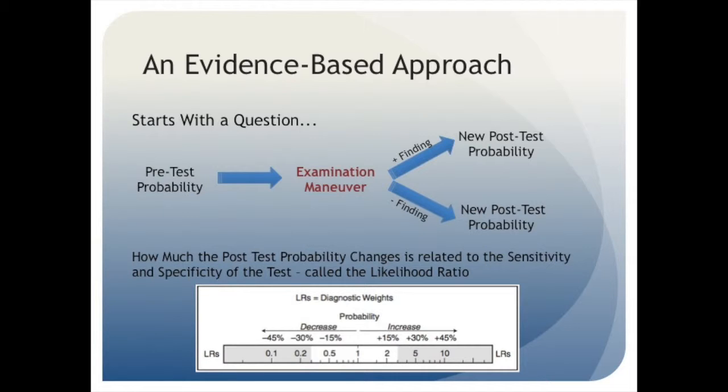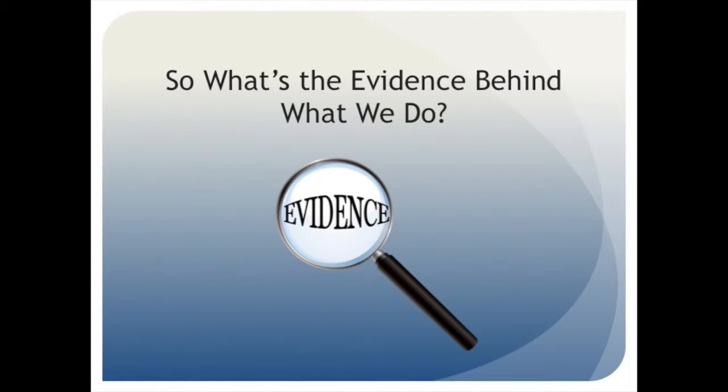How much a given physical exam maneuver changes your pretest probability depends on the sensitivity and specificity of the test, which in this case is expressed as a function called the likelihood ratio. You can see in the figure how a positive or negative likelihood ratio can affect your pretest probability either a great deal, for example if you have a positive likelihood ratio of 10 or more, or barely at all, for example a likelihood ratio close to 1. Let's look at how this approach works when assessing the patient who may have COPD.